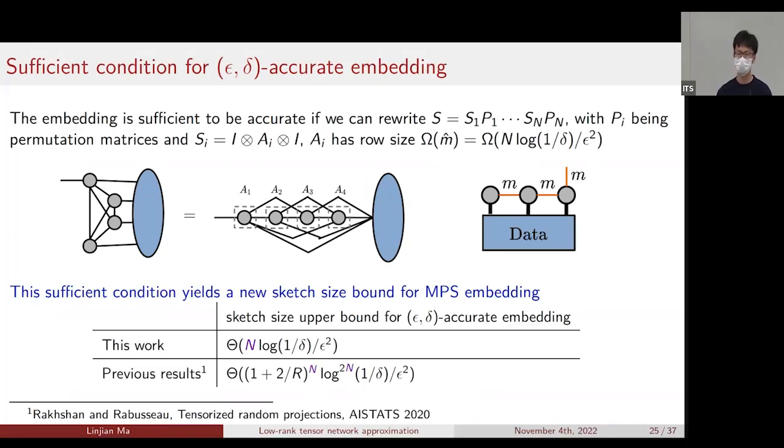Yeah, so each tensor in the embedding is a Gaussian tensor.